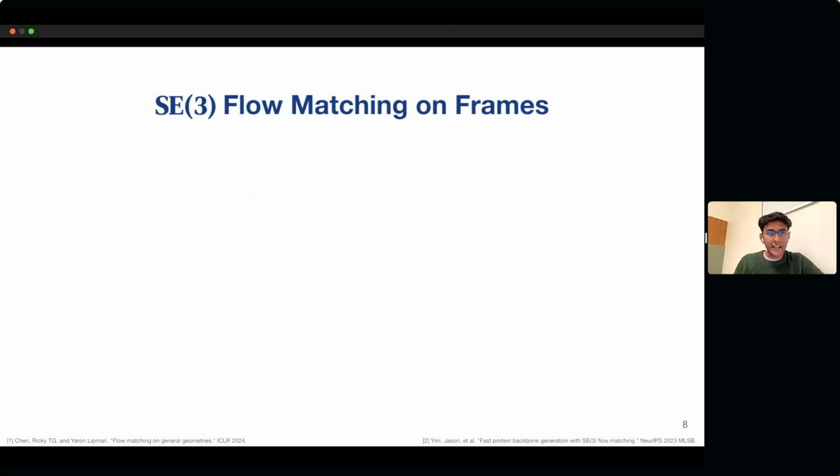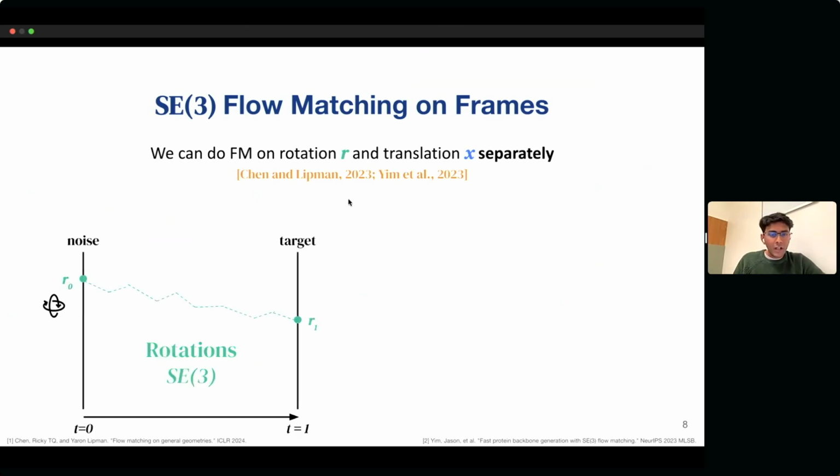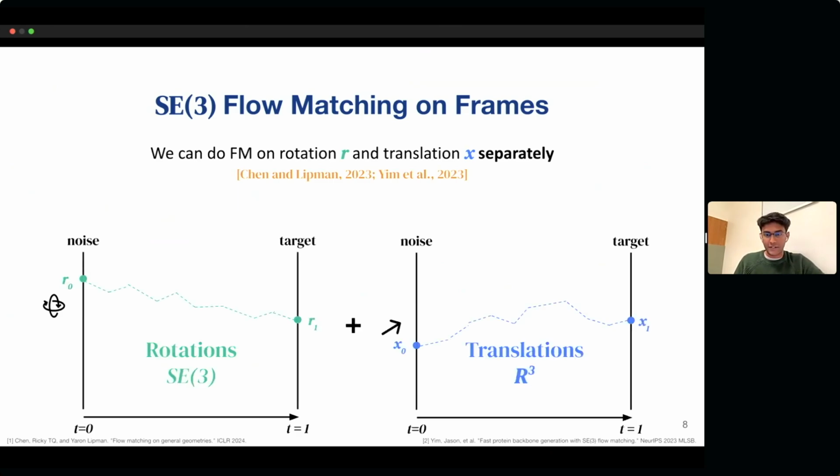So this is just a TLDR on flow matching. It was devised by these two papers specifically in the context of protein design, or just relying on things that are from SE3 or any sort of manifold. It starts off with rotations and translations. You can consider them separately. The math works out really nicely, and you can independently sample along the rotations and translations, and that allows you to get those frames.